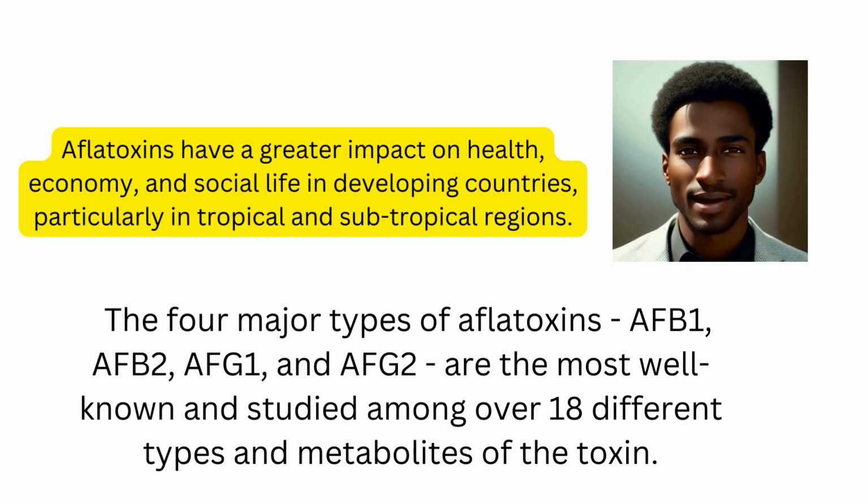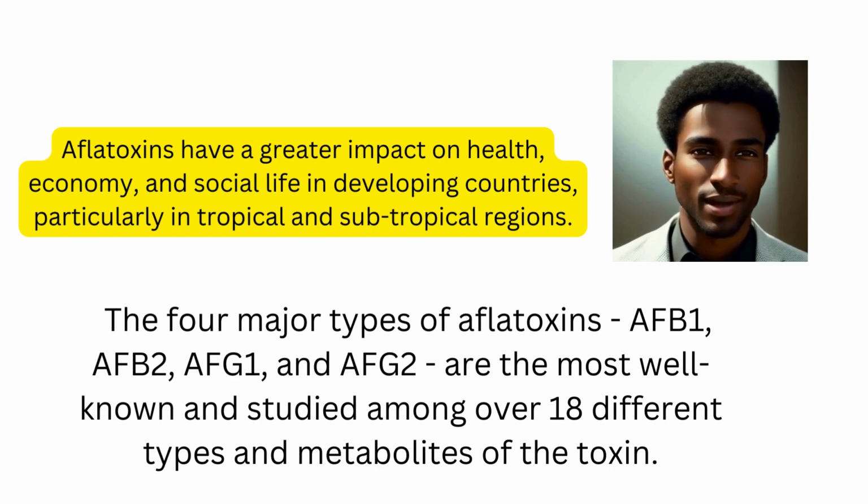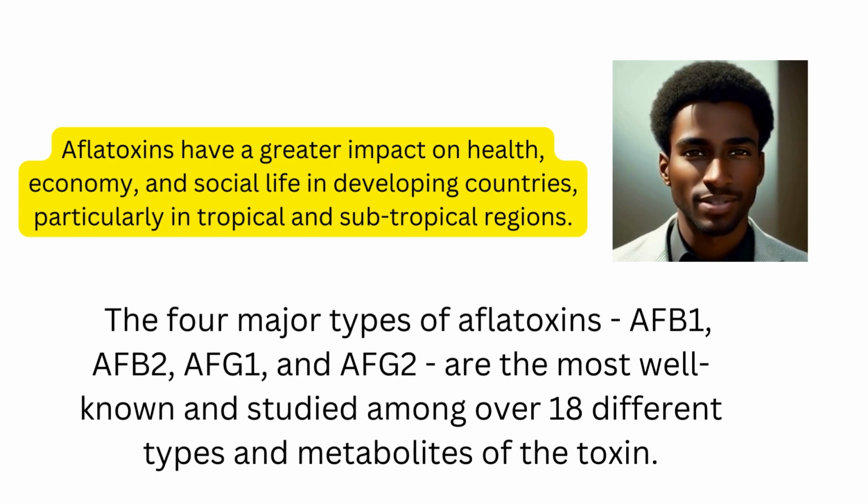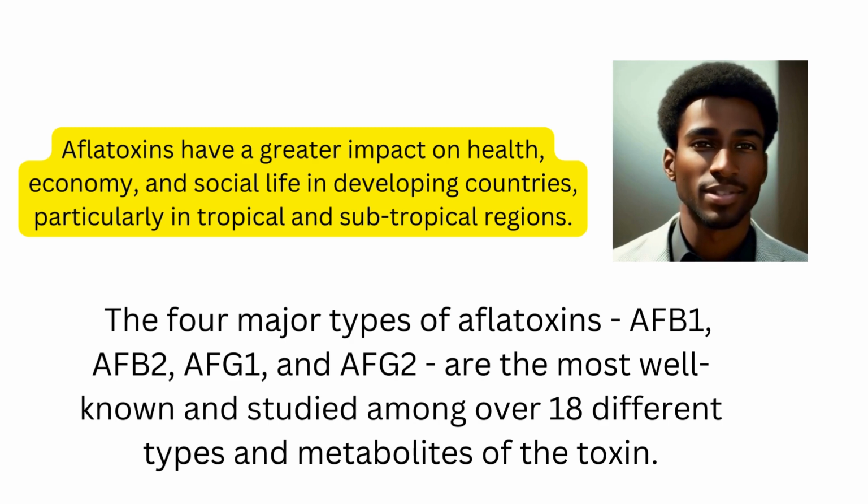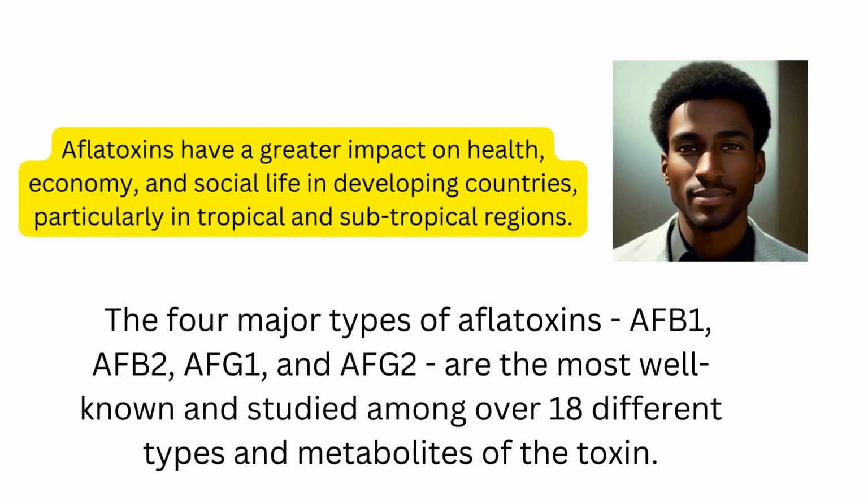Aflatoxins have a greater impact on health, economy, and social life in developing countries, particularly in tropical and subtropical regions. Agricultural products from countries in sub-Saharan Africa and Southeast Asia are associated with the highest incidence of aflatoxins, leading to liver cancer and acute aflatoxicosis outbreaks. The four major types of aflatoxins, AFB1, AFB2, AFG1, and AFG2, are the most well-known and studied among over 18 different types and metabolites of the toxin.